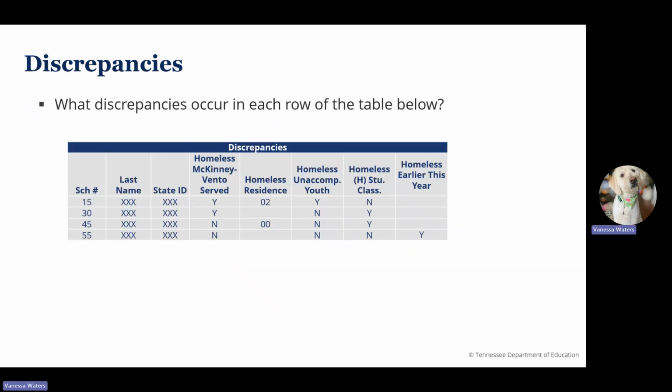So I'm going to give you just a minute to see what discrepancies occurred in each row of the table on the slide. So take a look at the table and see if you can tell me what the discrepancies are.